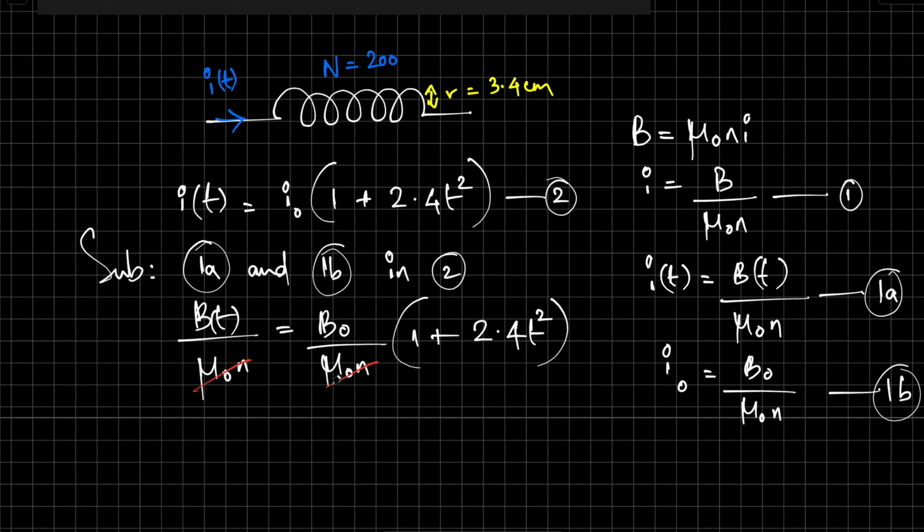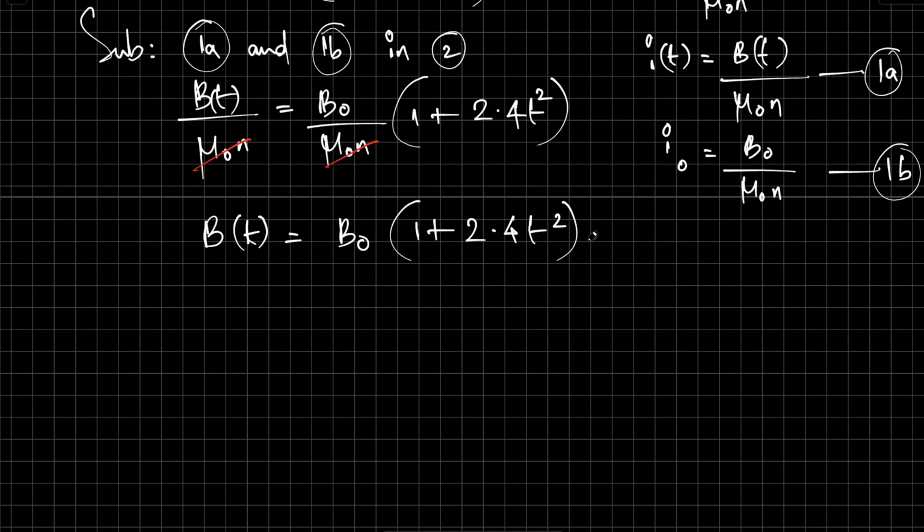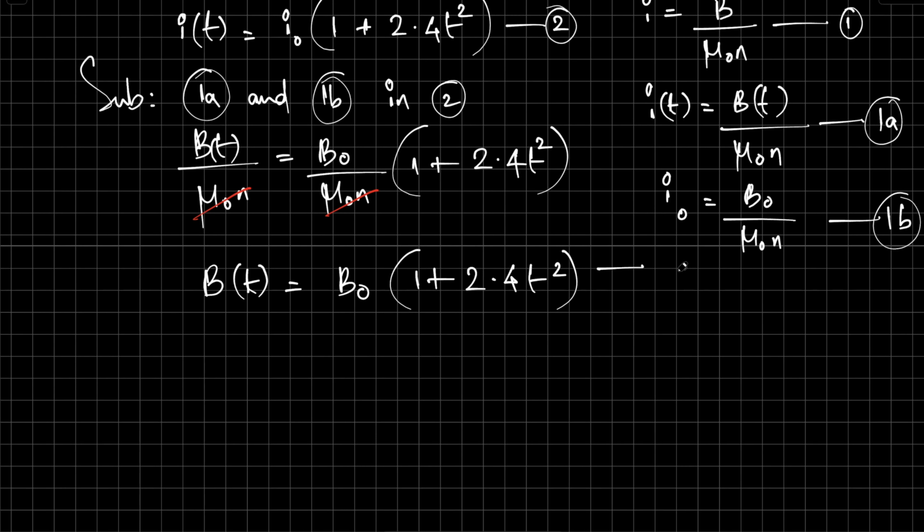Cancel out mu 0 n and mu 0 n. That's the equation for magnetic field as a function of time: B of t equals B0 times (1 plus 2.4 t square). Or you can simply replace I with B, and you'll get the equation for magnetic field as a function of time. Now let's use Faraday's law. Let's call this equation number 3. Using Faraday's law, we need to find the potential difference induced in this solenoid.